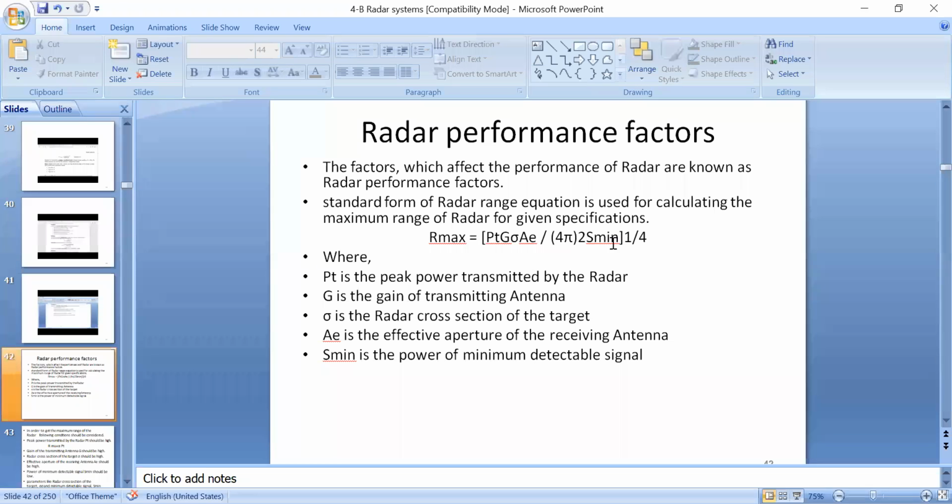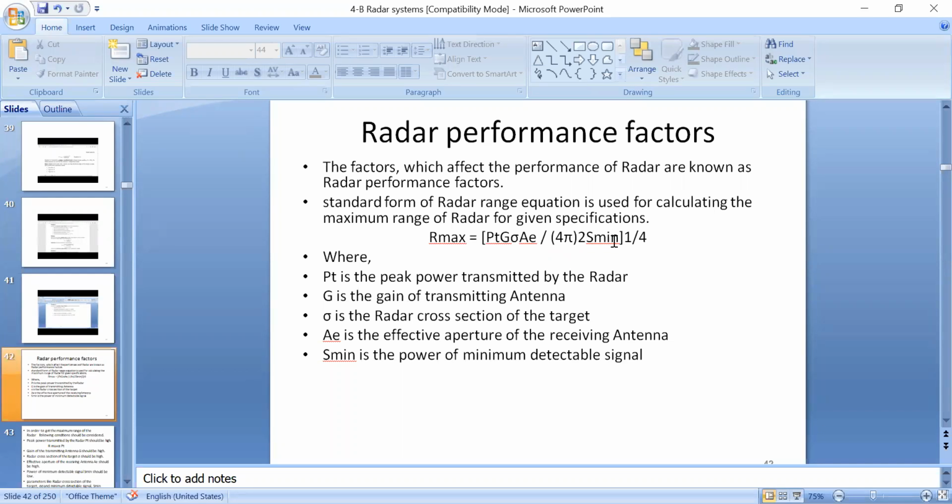And you need to keep S minimum as minimum, because S minimum is the minimum detectable signal. If you capture this S minimum at 10 kilowatts, but after the transmitted signal travels through longer distances, the power level of the signal is obviously decreased to watts level. If you keep that S minimum level at 10 kilowatts, no target is identified by the radar system. That's why it is inversely proportional to the R maximum.